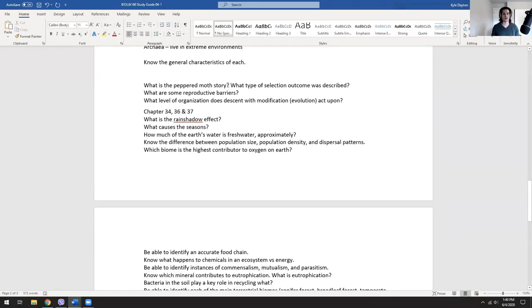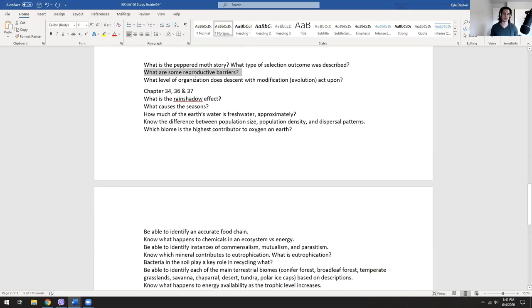What is the peppered moth story? That was directional selection, remember? What type of selection? Yeah, this was directional selection. I'm not going to have you reiterate the whole story. We did an extra credit on it, or a lab on it. I think we did a lab on it, and then it was on the test too. But what are some reproductive barriers? I'm not going to have you recall those. I would say one of the biggest ones is geographic isolation, which leads to allopatric speciation.